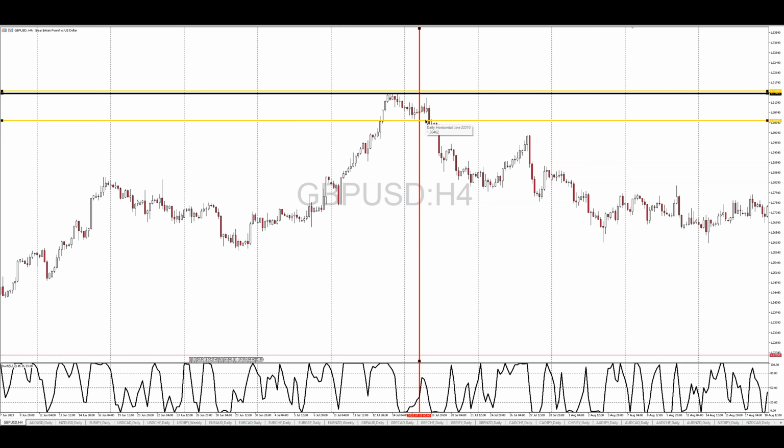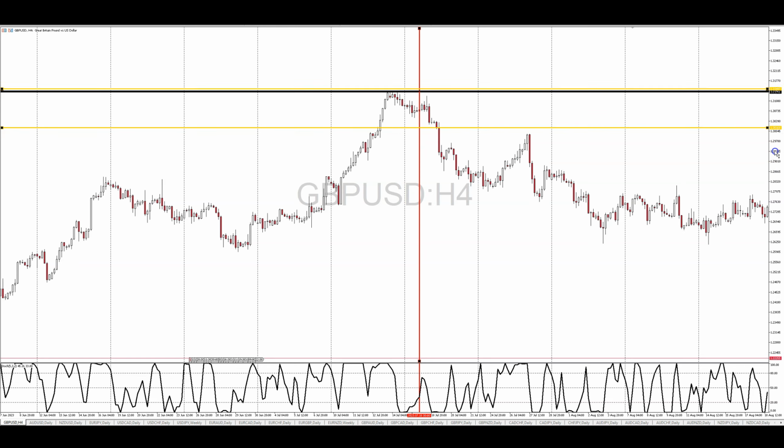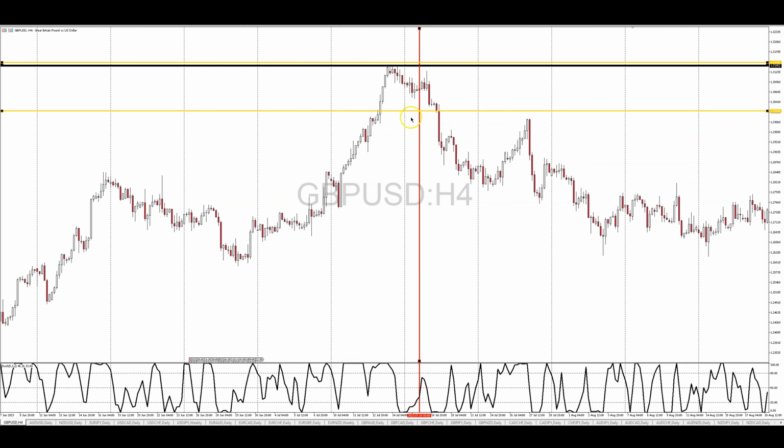So I'm going to show you the pullback entry first. Actually, I'm sorry, this is where our entry goes, but I'm going to show you the pullback entry first. So this actually won't be our entry, right? We're going to wait till it pulls back into structure.